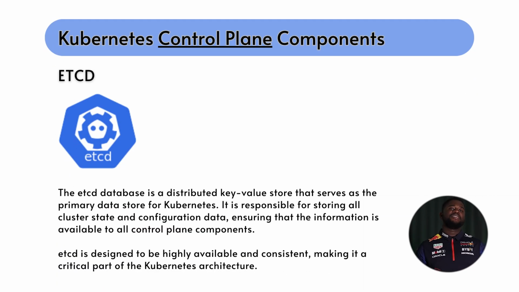Next, we have the etcd database. The etcd database is a distributed key value store that serves as the primary data store for Kubernetes. It is responsible for storing all cluster state and configuration data, ensuring that the information is available to all control plane components. etcd is designed to be highly available and consistent, making it a critical part of the Kubernetes architecture.